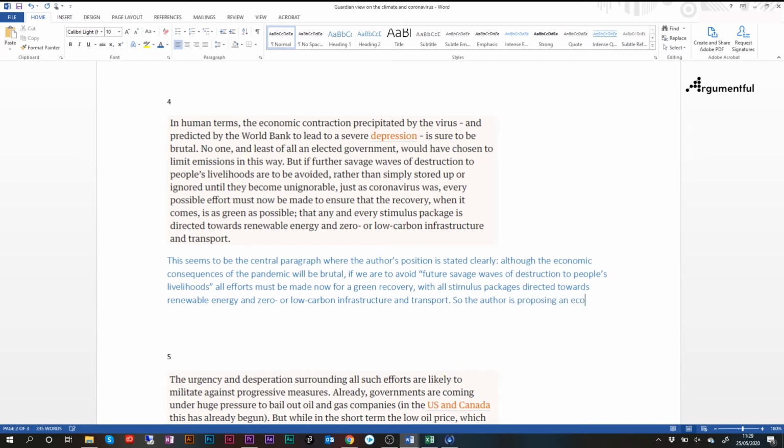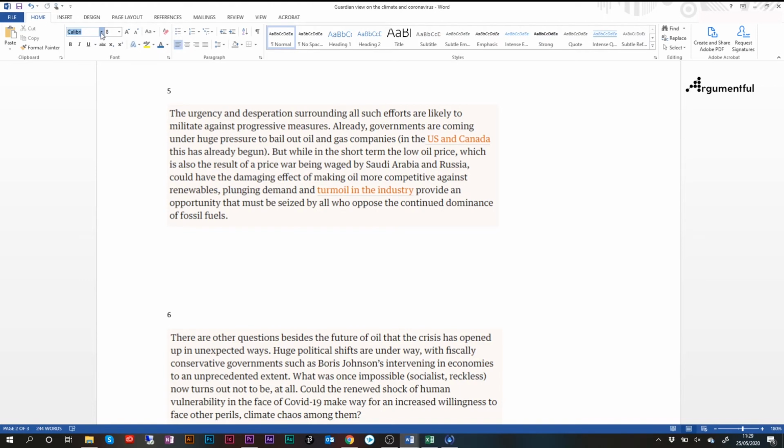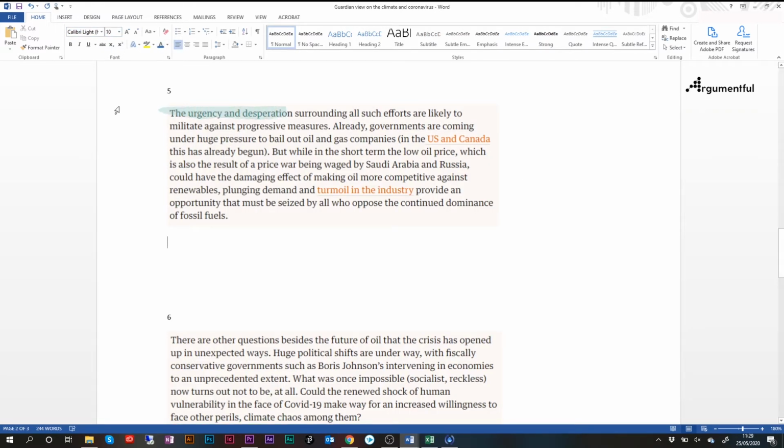So the author is proposing an ecological approach of coming out of the lockdown. Let's see if the next paragraphs are supporting this central idea. The urgency and desperation surrounding all such efforts are likely to militate against progressive measures. Already, governments are coming under huge pressure to bail out oil and gas companies. In the US and Canada, this has already begun.